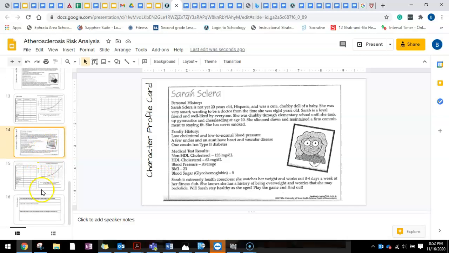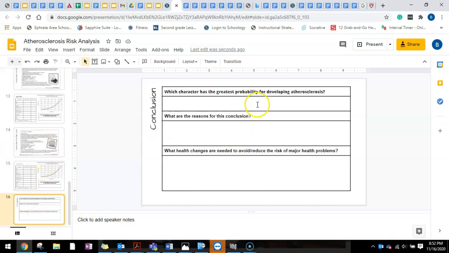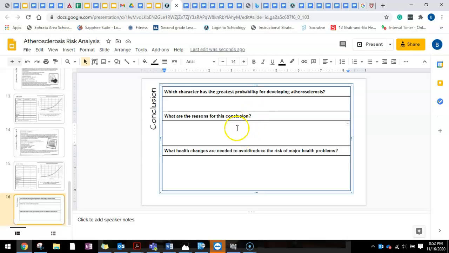Okay. Once you have all that done, you're going to go to the conclusion slide where you will determine which character has the greatest probability based on all the evidence you collected. What are the reasons or factors for this conclusion? And what health changes are needed to avoid and reduce the risk of major health problems so that they can start making changes now. Once you have all of that done, you will submit your completed slide deck.